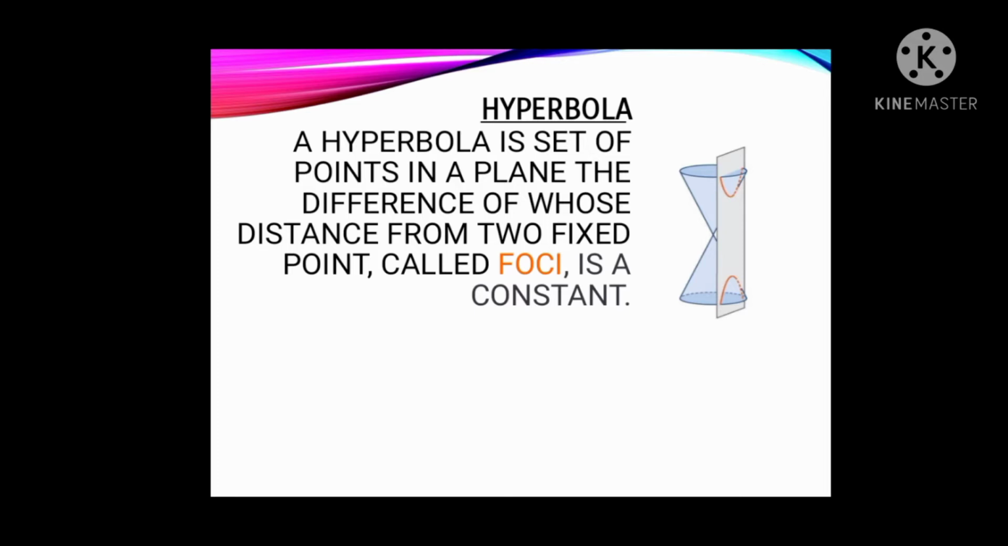The difference between hyperbola and ellipse is that hyperbola is defined in terms of the difference of two distances, while the ellipse is defined in terms of the sum of two distances. So remember, for the hyperbola it is the difference, while for the ellipse it is the sum of two distances.